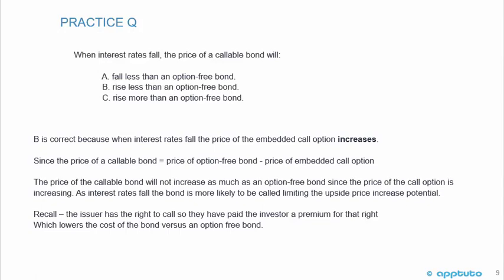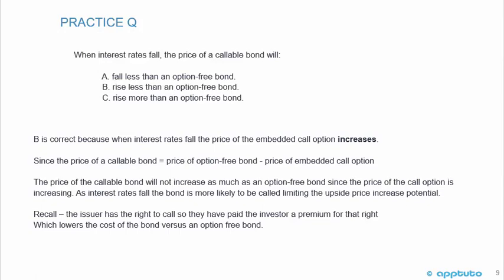Since the price of a callable bond equals the price of the option-free bond minus the price of the embedded call option, because that callable bond is a benefit to the issuer, the price of the callable bond will not increase as much as an option-free bond, since the price of the call option is increasing. As interest rates fall, the bond is more likely to be called, limiting the upside price increase potential.